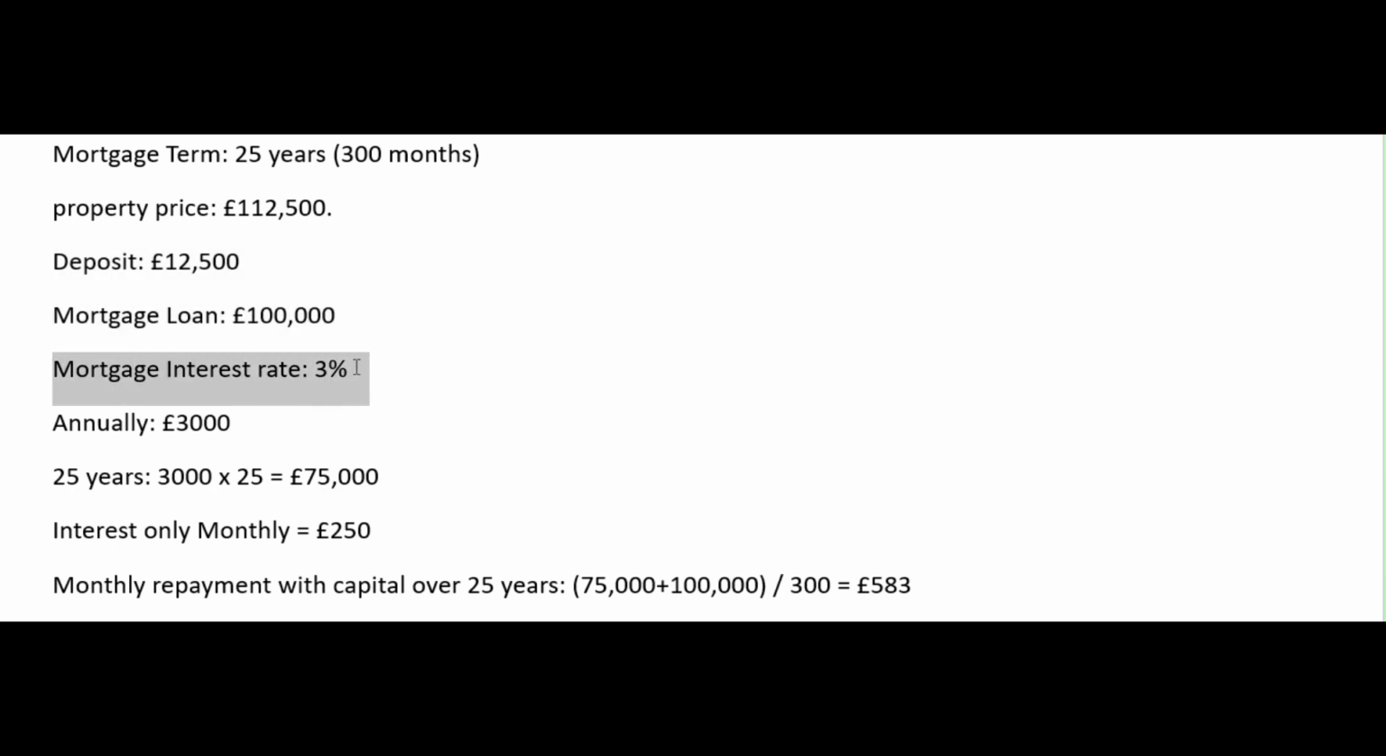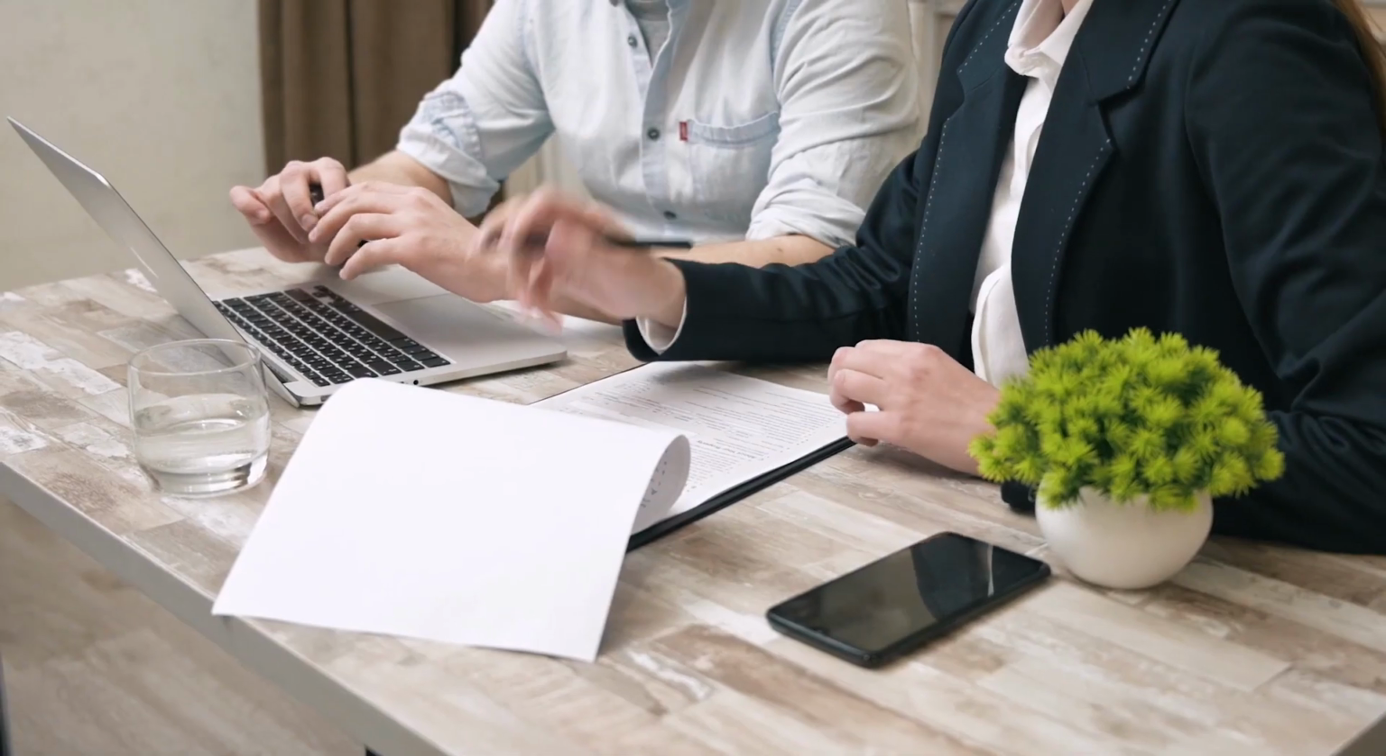And the monthly overall repayment, if you are on a residential mortgage and paying the capital and the interest, will be 75,000 interest plus the capital that you took out, 100,000, divided by 300. You will be paying £583 a month as a capital repayment, including the interest.